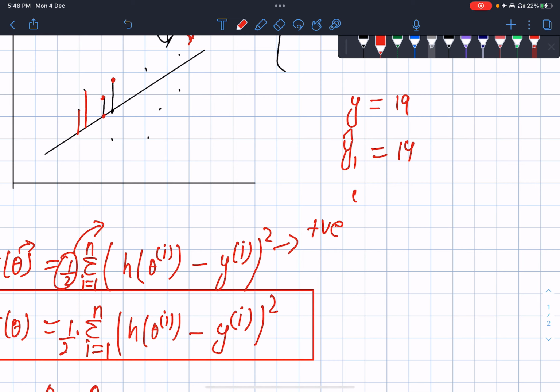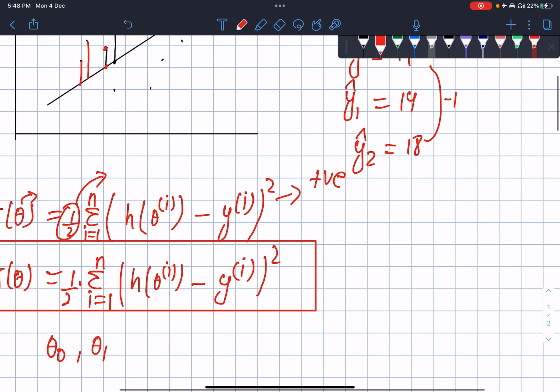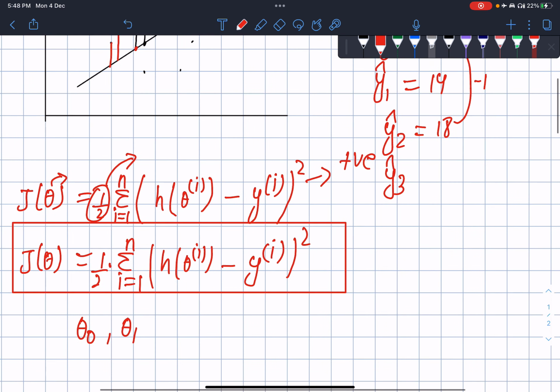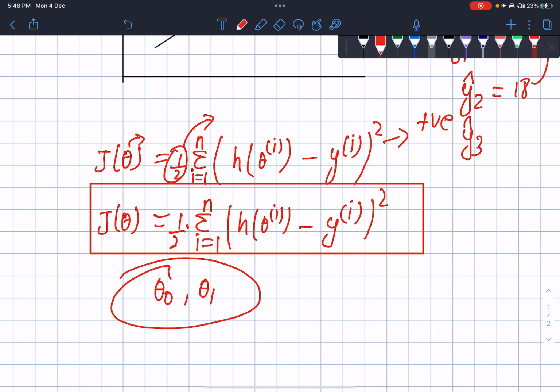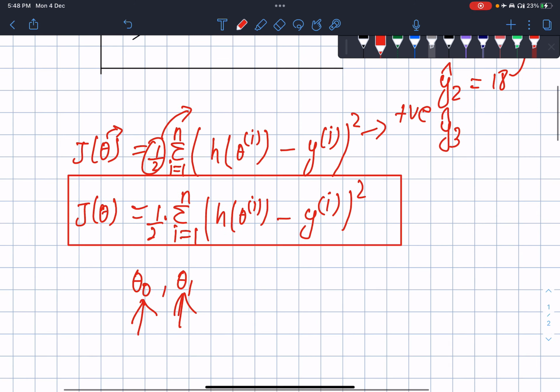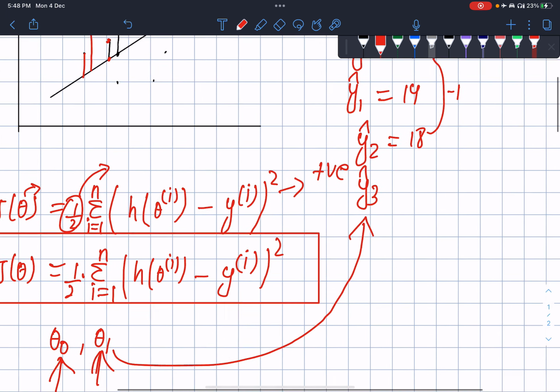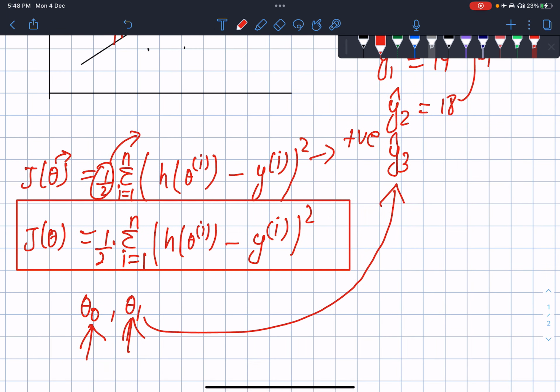Okay, this is y1, this is y2, we get 18. It is like, yeah, it is 1. Okay, it is minus 1. Now the third predicted value, for what? The value of thetas. The value we got for the theta: we put some value in the theta, and corresponding to the theta we got this value.